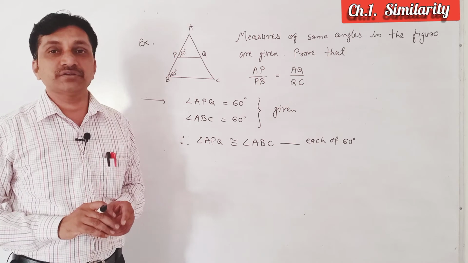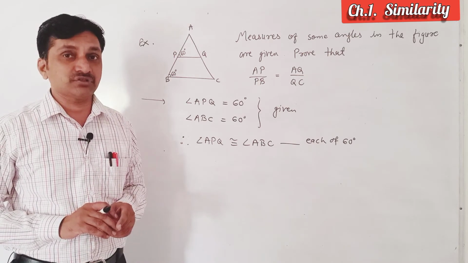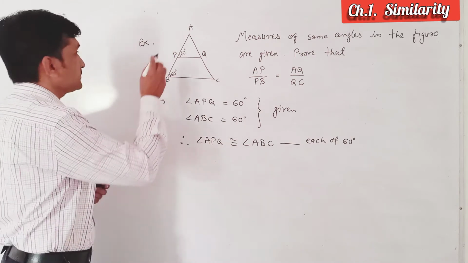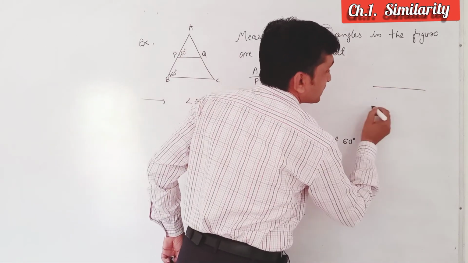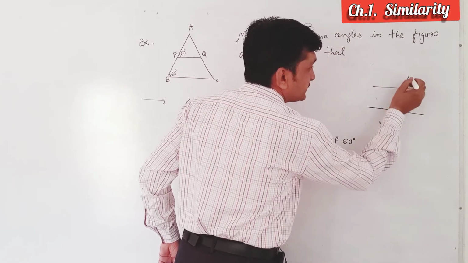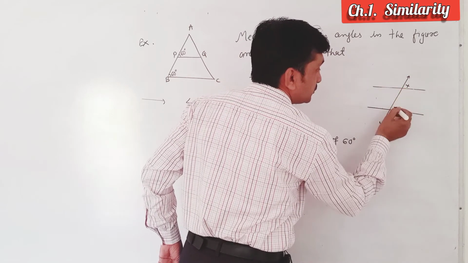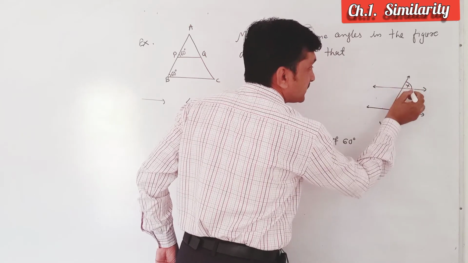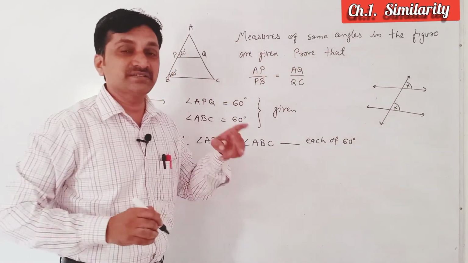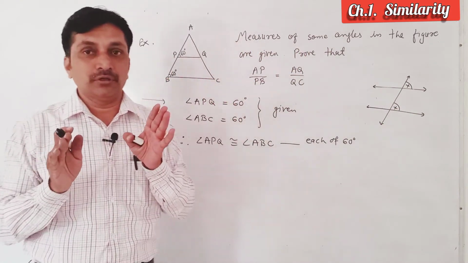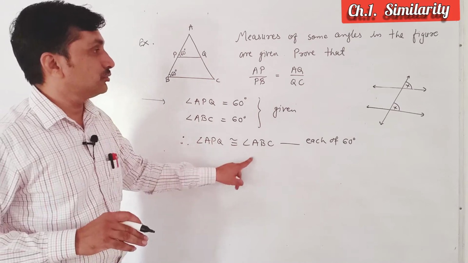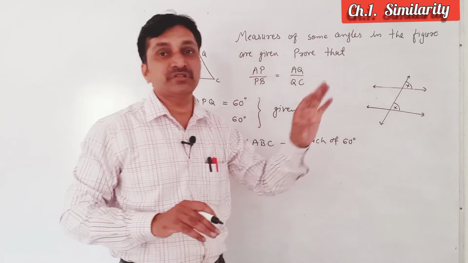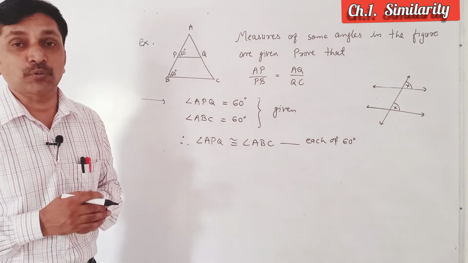What is the corresponding angle test? If two lines are parallel and any transversal intersects them, then corresponding angles are congruent. Corresponding angles are congruent if two lines are parallel. This is the test. But here we have congruent angles, and then we say the lines are parallel, and that will be the converse of the corresponding angle test.